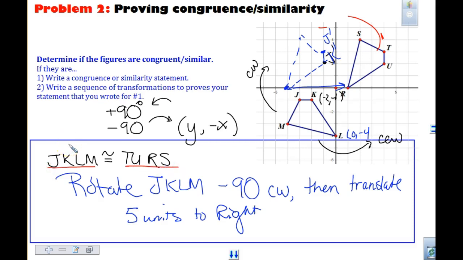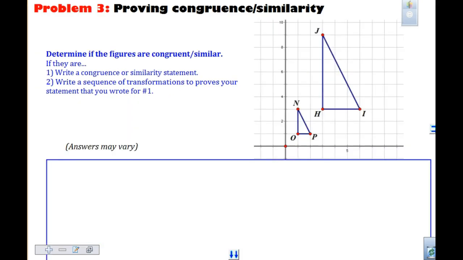Because if you tell me the wrong one that you're starting with, if you told me you were starting with TURS, and you said -90, and -90 puts it down here, right? And you really meant to do a +90. So there's way more than one answer when you look at all of these.